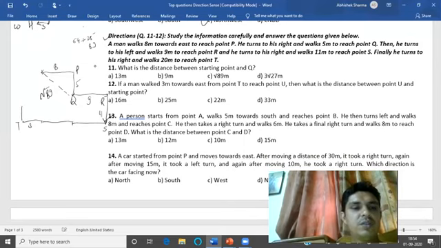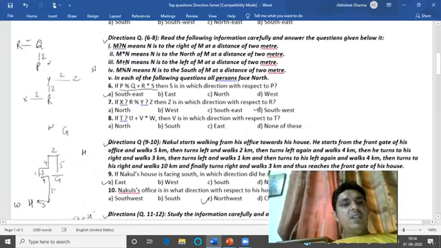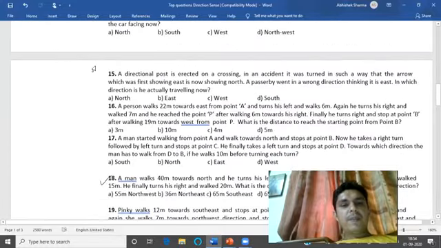Question number 12: if a man walked 3 meters towards east from point T, so here is point U. Then what is the distance between point U and the starting point? Simply this will be 5 plus 11, that is 16 meters. So the answer to this question will be 16 meters. So with this kind of question, you just have to make the arrangement and find out the respective directions, right?